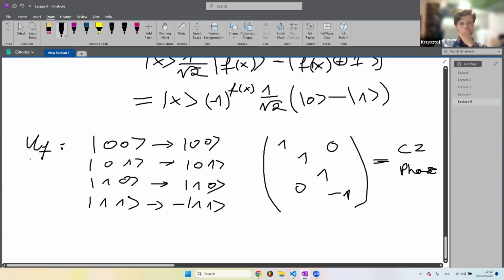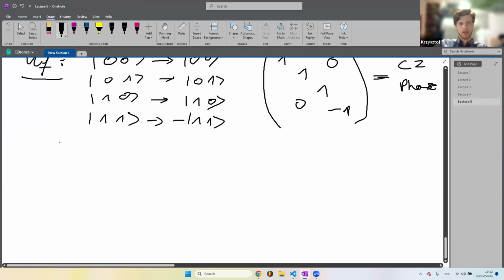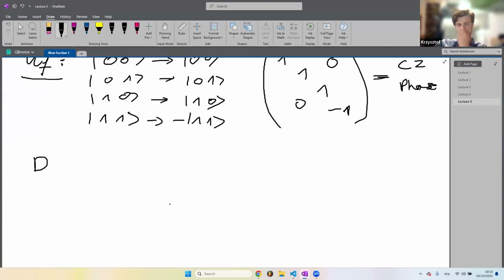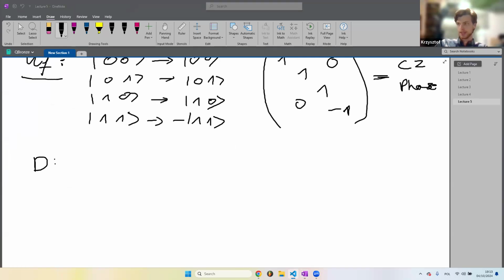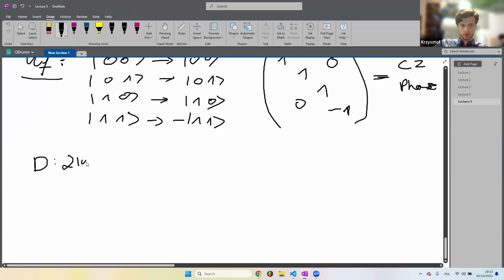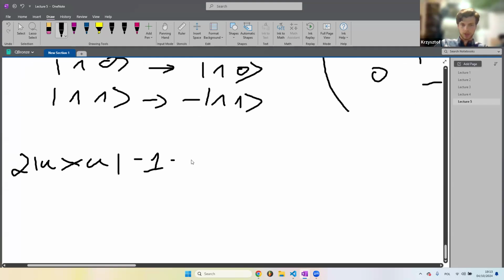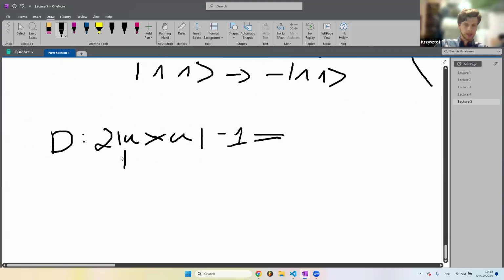Good. So we now know how to implement this UF gate. And now let's try to see how our D gate could be implemented. And once again, I will recall that the D gate has the form of two U's minus the identity matrix. And now we'll try to write it in a different form. Now, remember that our state U is the Hadamard.